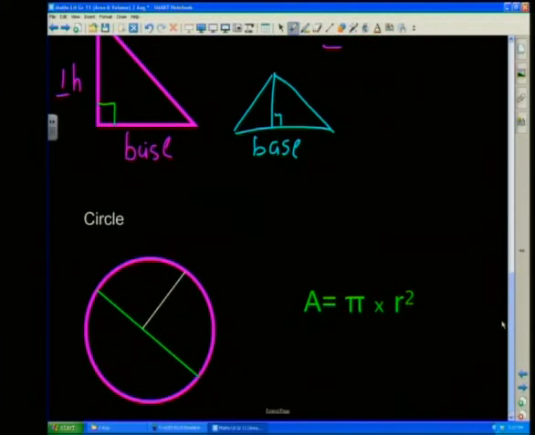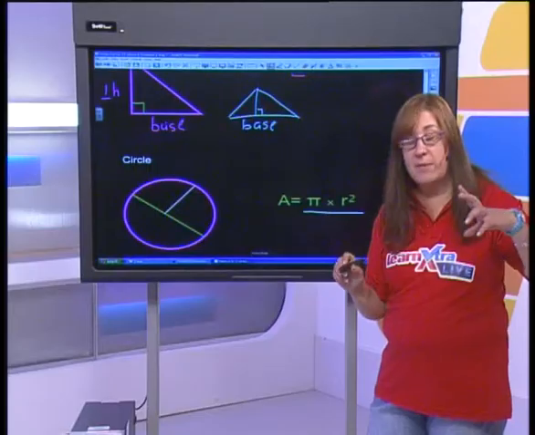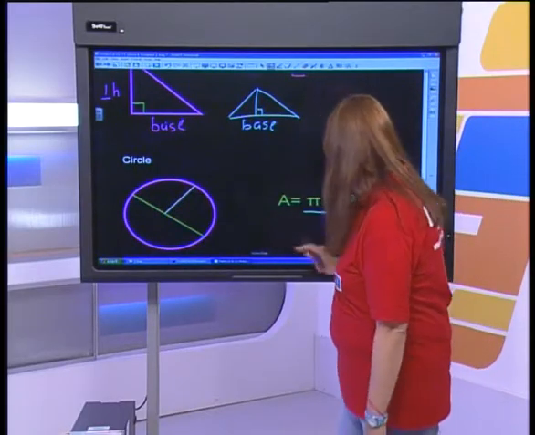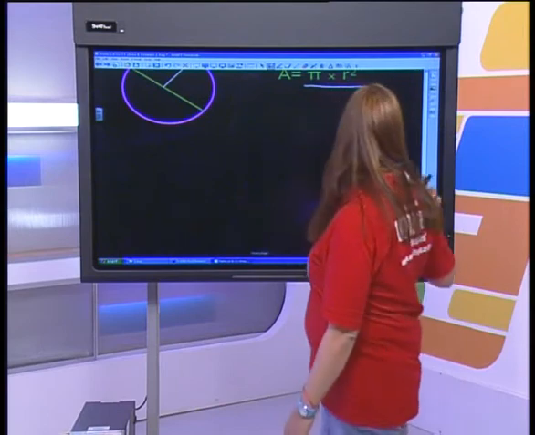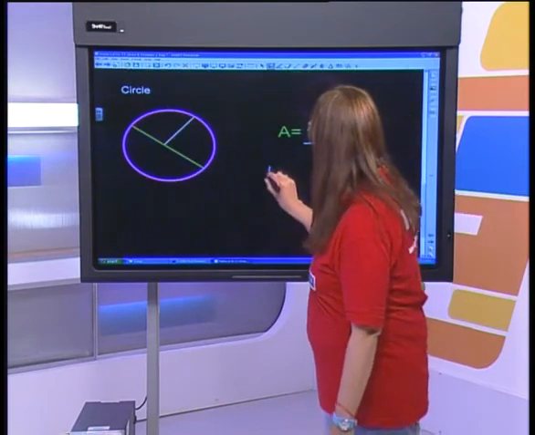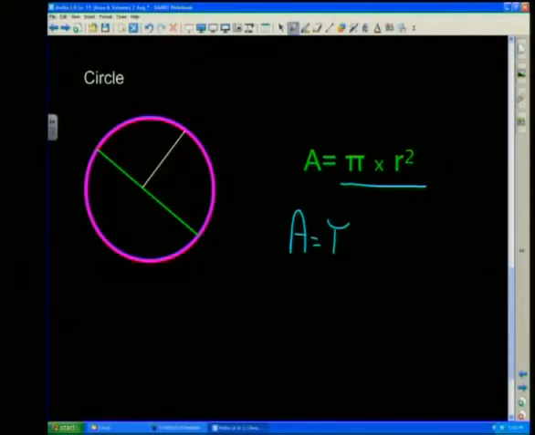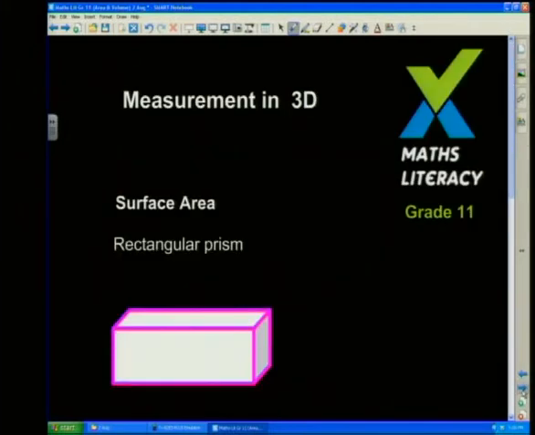And then the area for a circle is pi times the radius squared. And in this case, we cannot use the diameter. So if you're given the diameter, you're going to have to say, well, okay, my area is actually pi times my diameter divided by 2, squared. Okay, and now let's move on to the next, which I think is 3D.